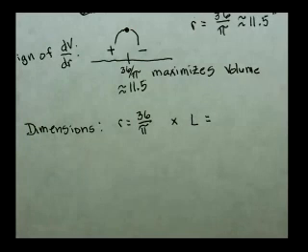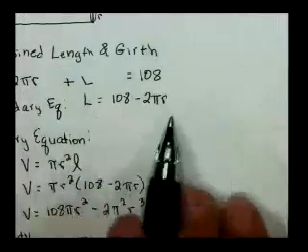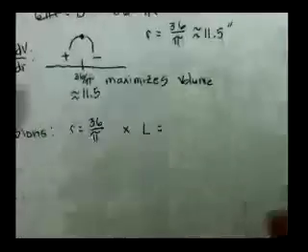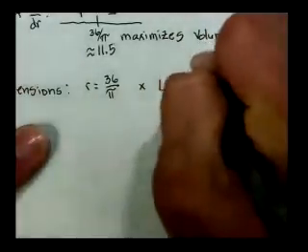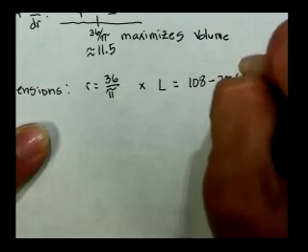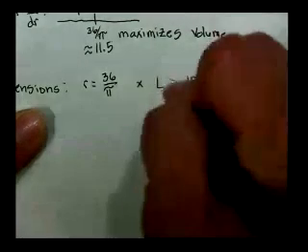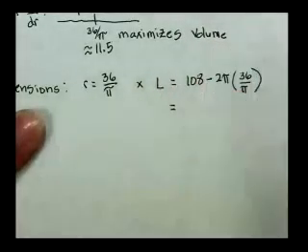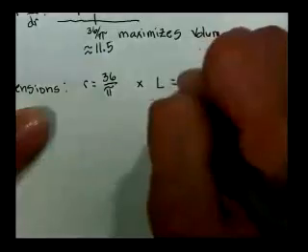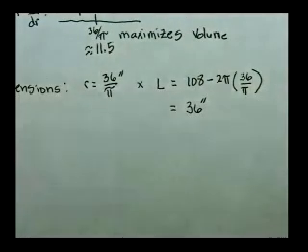Where are we going to get the length of the package? Plug it into your secondary after you've got L by itself. Yeah, look for the equation where you solved for L. L equals 108 minus 2 pi r. So L equals 108 minus 2 pi, and just put 36 over pi in the place of r. The pi's will cancel. You have 108 minus 72. Is that 36? 108 minus 72. Yeah. And both of those units are in inches.